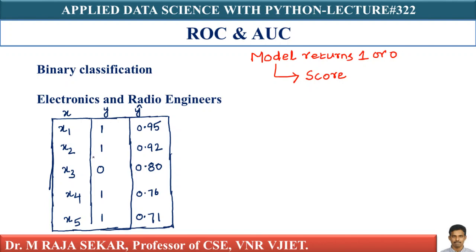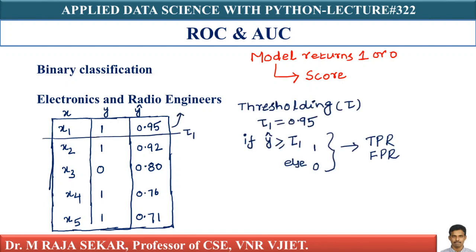The second step is thresholding. We will try to understand what this is. Thresholding works as follows. I can take any value from y cap. I have values of y cap, isn't it? I will take the largest value here. Which one is the largest value? 0.95. I will use this as a threshold. Let me say this is my first threshold, tau 1. My first threshold tau 1 equals 0.95.